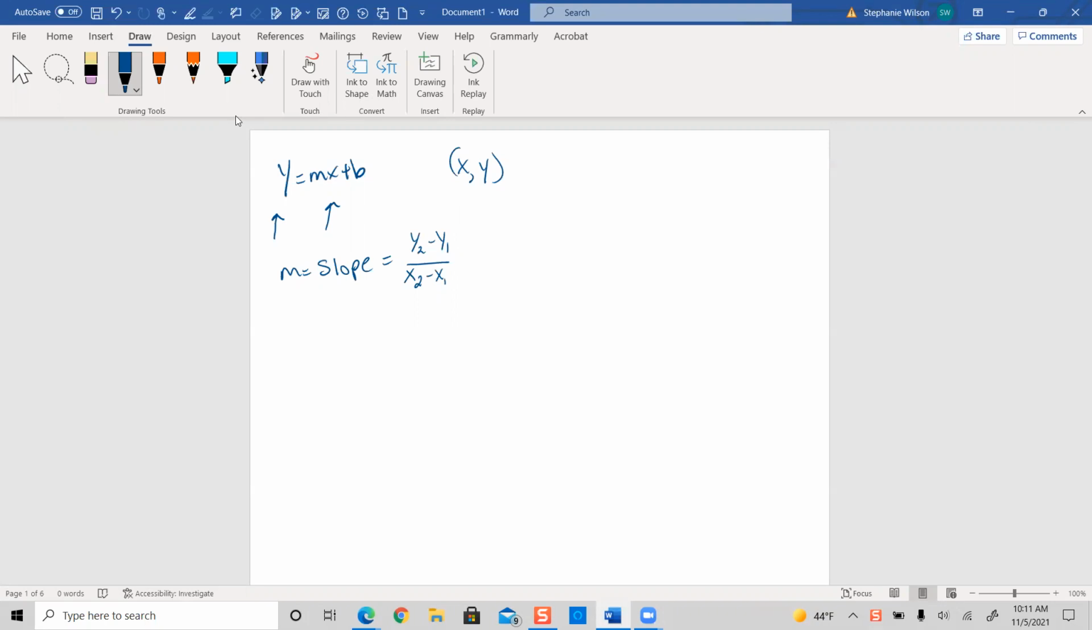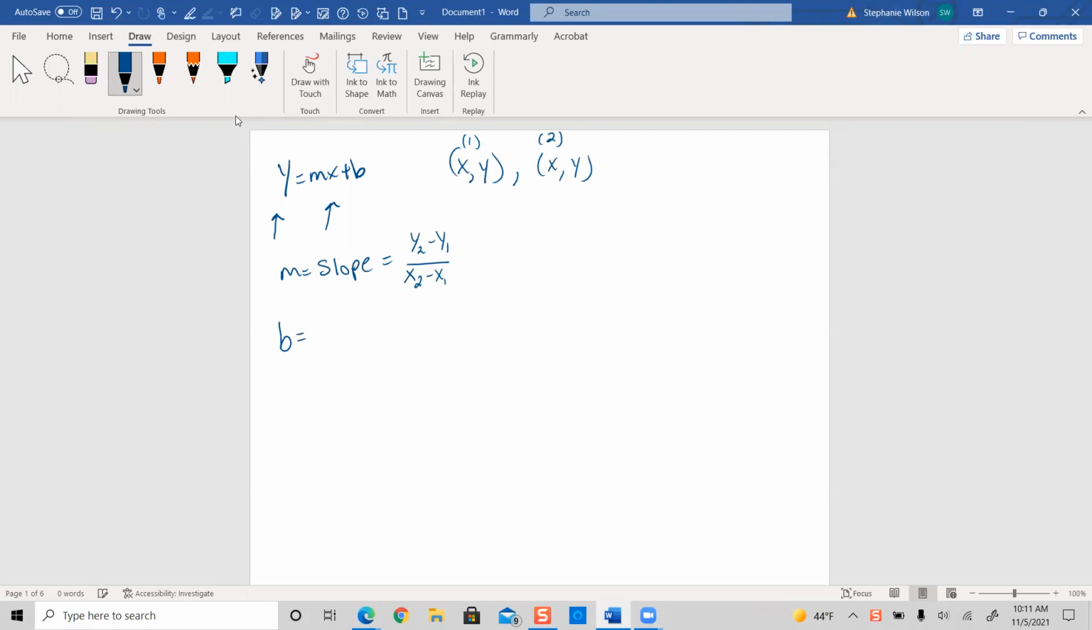So we have two ordered pairs. So that's all you need to graph a line, is two ordered pairs. As long as it's a straight line, that's all you need. So I'm going to call this ordered pair 1 and this ordered pair 2. Once I know these particular points, I can find its slope.